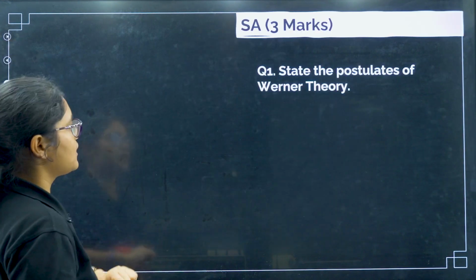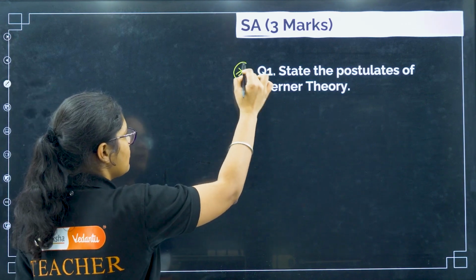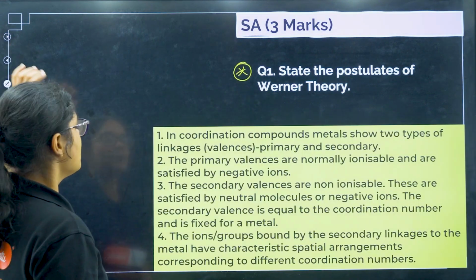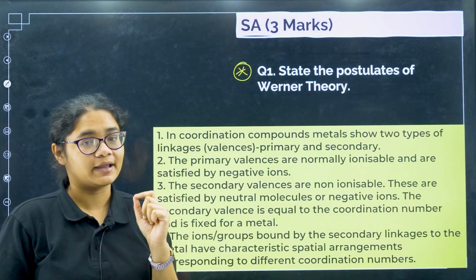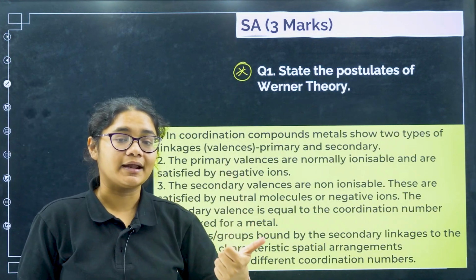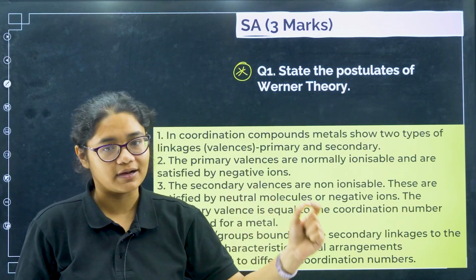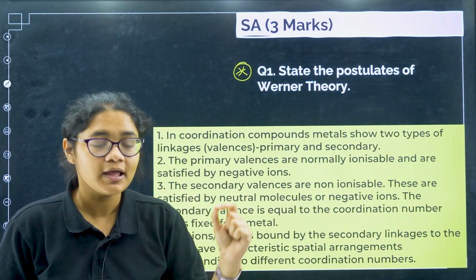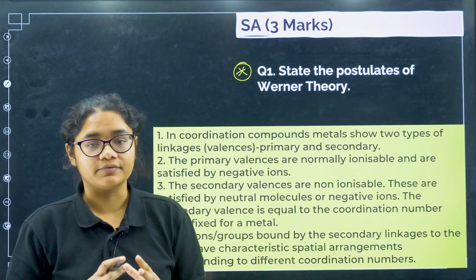Next, coming to coordination compounds, Werner's theory, very important question. Two types of valencies, primary valency and secondary valency. Primary valencies are satisfied by negative ions and are ionizable. Secondary valencies are satisfied by negative and neutral ions and are non-ionizable. Secondary valencies are used to find the coordination number and help to find the structure of the compound.